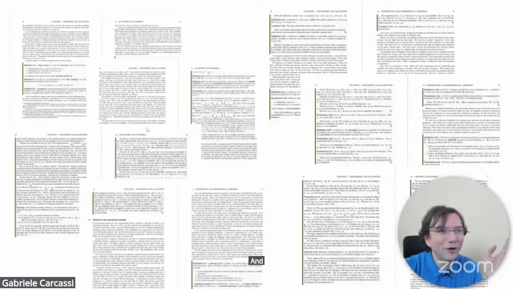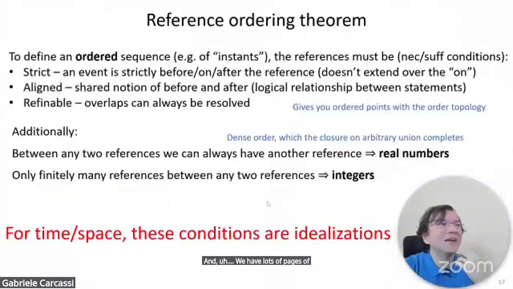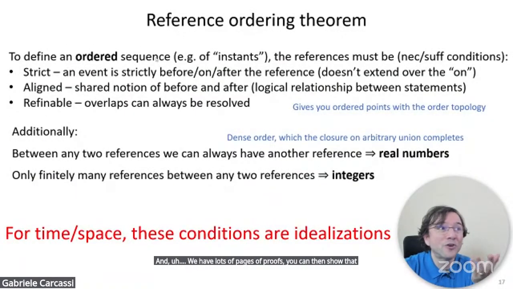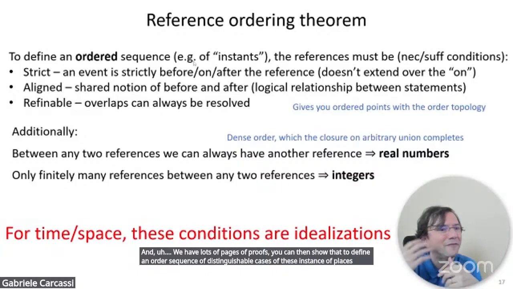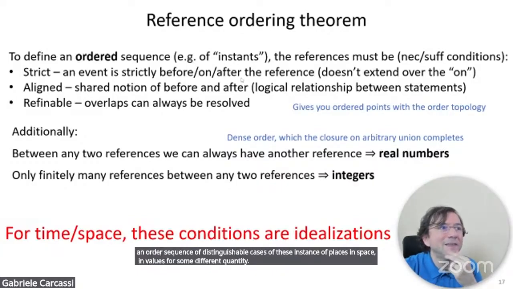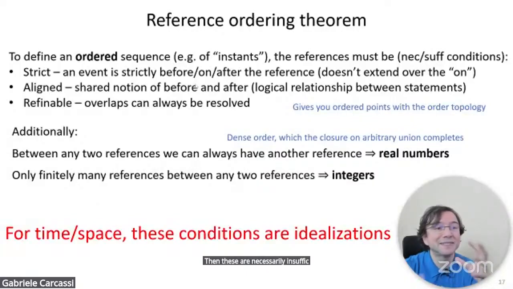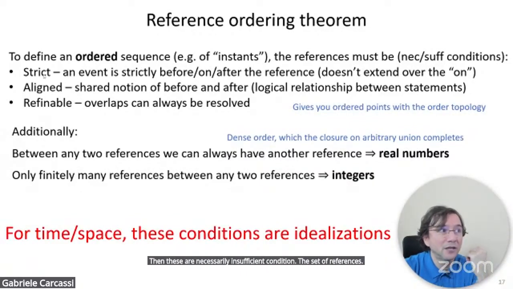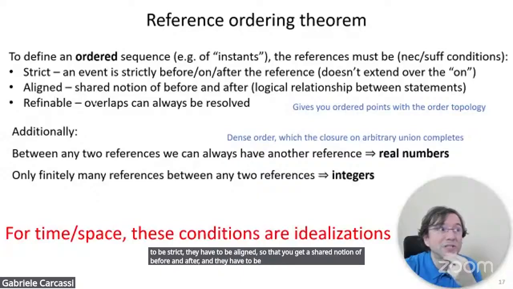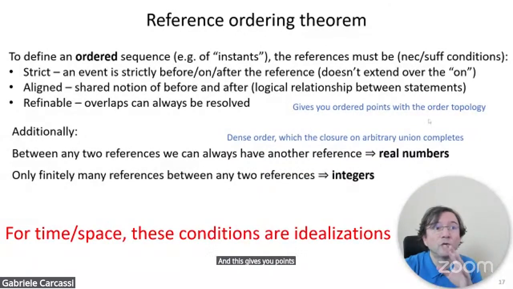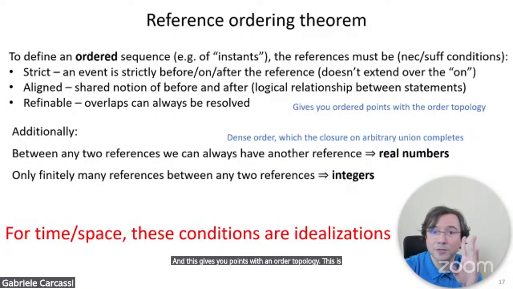And with lots of pages of proofs, you can then show that to define an ordered sequence of distinguishable cases, so of these instances of places in space, or values for some different quantity, these conditions are necessary and sufficient. The set of references have to be strict, they have to be aligned so that you get a shared notion of before and after, and they have to be refinable such that the overlaps can always be resolved. And this gives you points with an order topology. This is the hard bit to get.